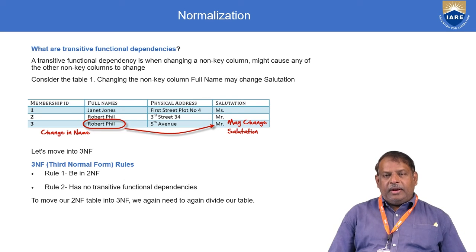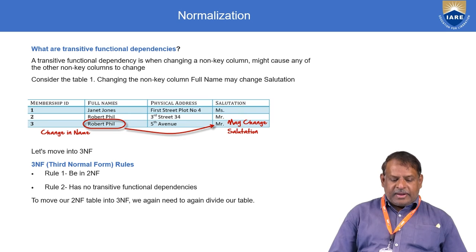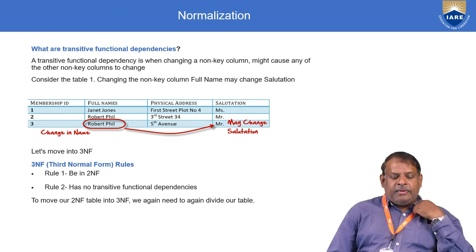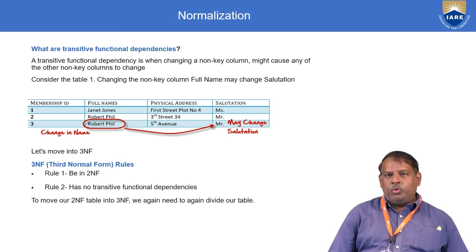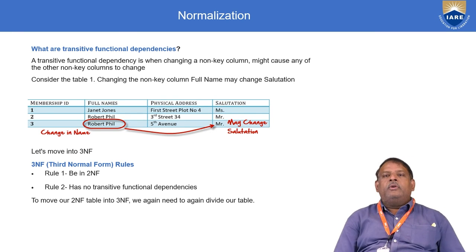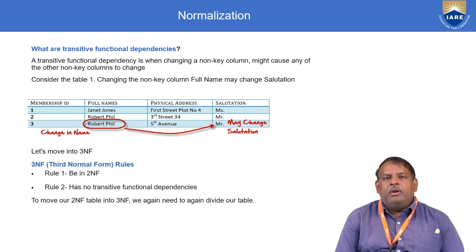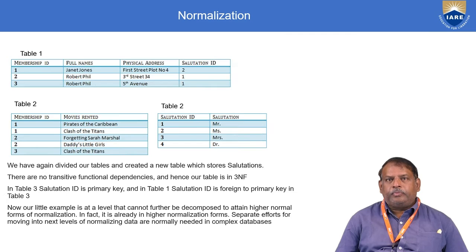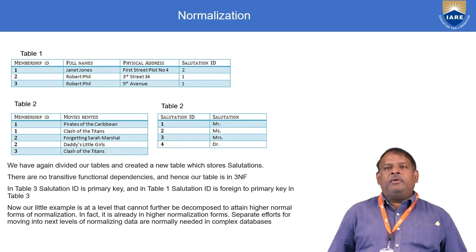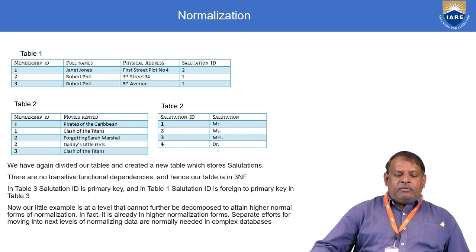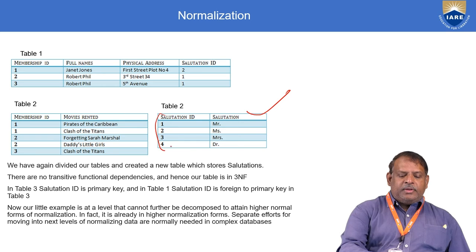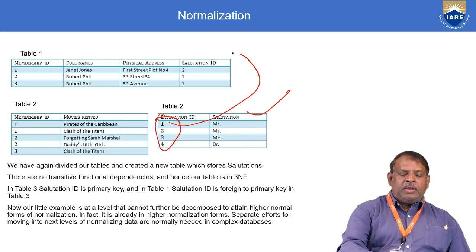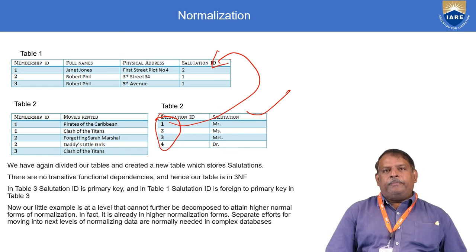The third normal form says that it should satisfy the first and second normal forms, and also it should have no transitive functional dependencies. Now to move our second normal form into third normal form, we again need to divide a table. So we'll have one more table for salutation having Mr., Mrs. and Doctor. Now this is one more primary key table. Now we will have this primary key value as a foreign key in our table 1.